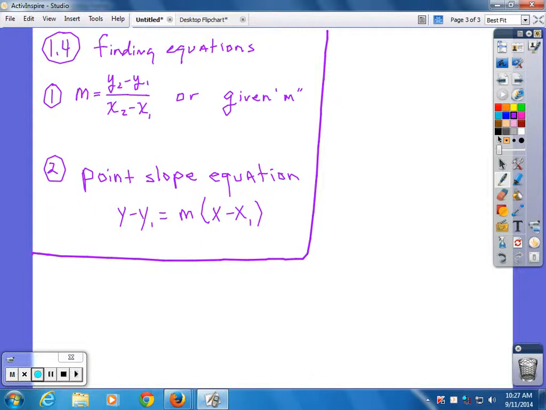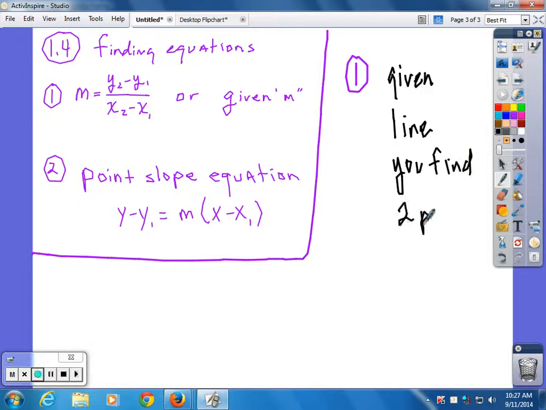One type of problem will be given a line and you find the points, 2 points. In other words, you're going to be given a line on a graph and they're going to say find an equation of the line. Sometimes they'll give you 2 green points or 2 dots that are painted green. Sometimes they won't. Depends on who's giving you the problem.